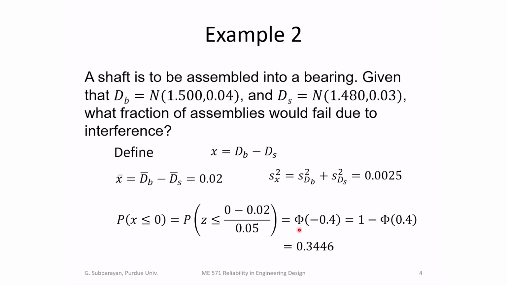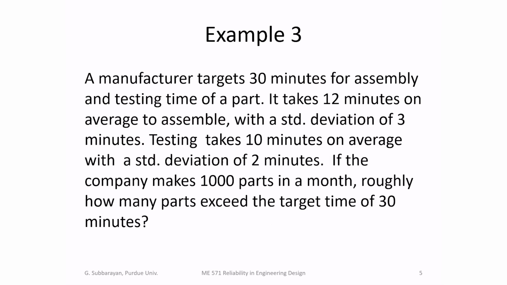So that in turn requires us to estimate phi corresponding to negative 0.4. That's 1 minus the phi corresponding to 0.4, which is 0.3446, so 34% possibility of interference. So it's a slightly more involved problem. We first needed to estimate the mean value and the standard deviation for the variable x, and then use that to estimate our probability. Let's go on to the last example.